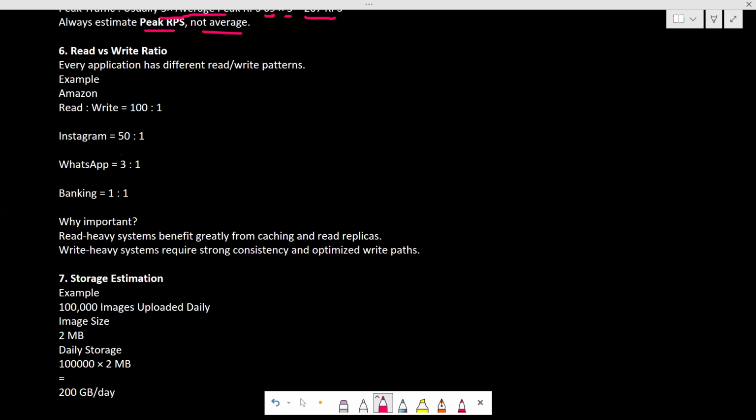For Instagram, 50 to 1. WhatsApp, 3 to 1. Banking, 1 to 1. Banking applications, however, involve frequent account updates and transactions, making write operations more critical. So that's why you can assume 1 to 1. So understanding the read to write ratio helps the architects decide whether to use caching, read replicas, or specialized databases.